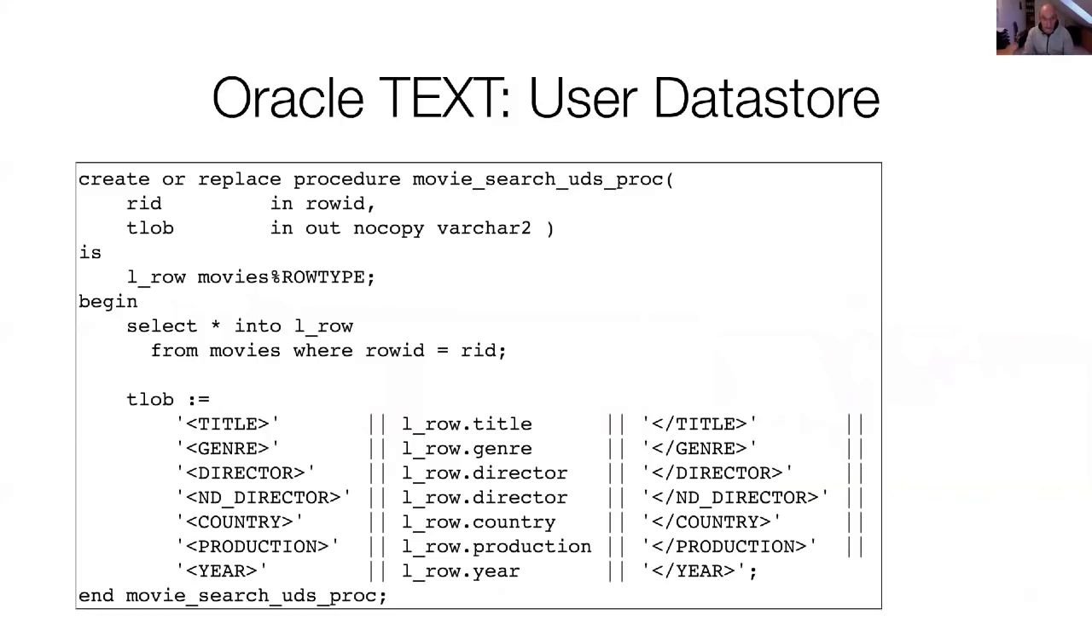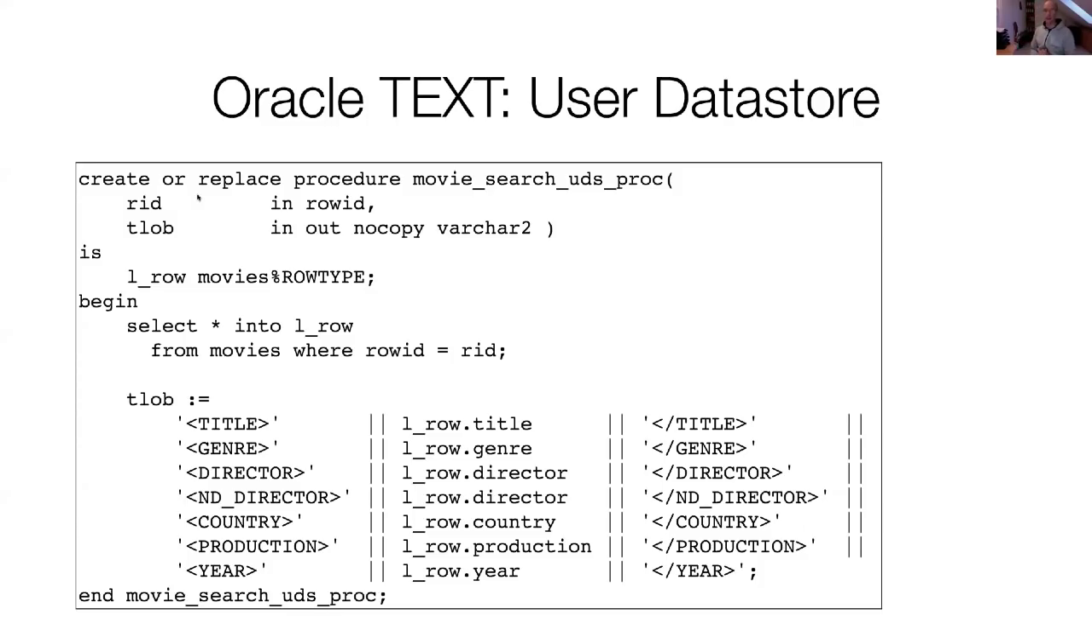Okay, that's an example for such a procedure, and we will run this in the next few minutes. And that interface for that SQL procedure is mandated by Oracle Text. So Oracle Text requires us to provide a procedure with two parameters. One is the row ID that goes into the procedure, and the TLOG parameter is an in-out no copy, and that goes out of the index.